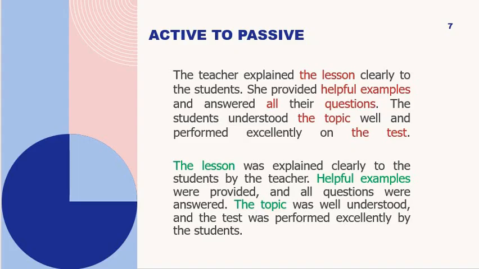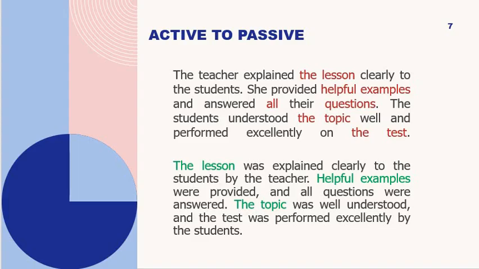Let's see this one. The first sentence is: The teacher explained the lesson clearly to the students. Have a look at the changed passive: The lesson was explained clearly to the students by the teacher. Let's see the second sentence: She provided helpful examples and answered all their questions. Passive: Helpful examples were provided and all questions were answered.